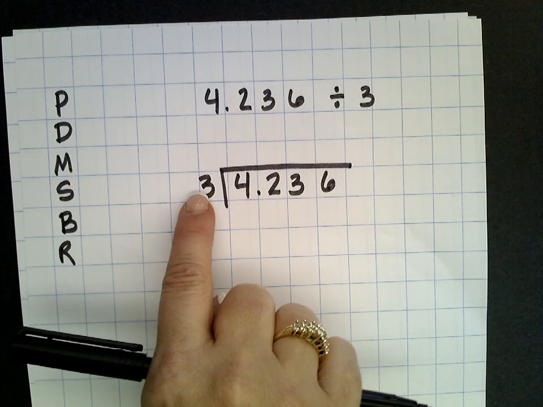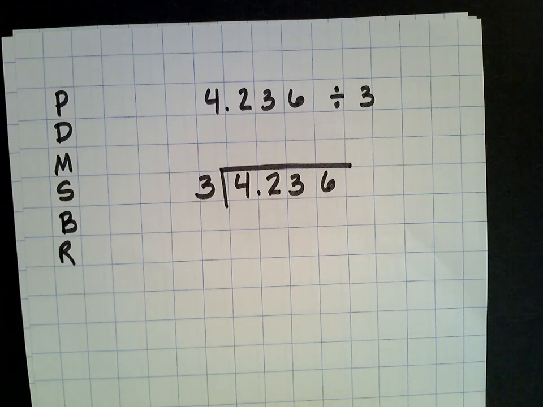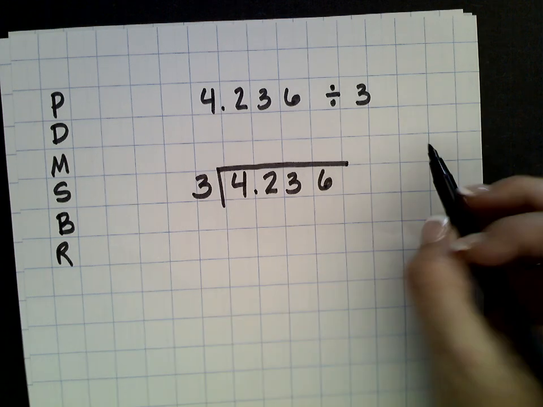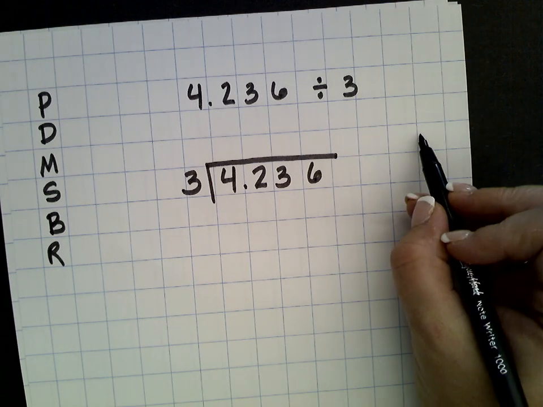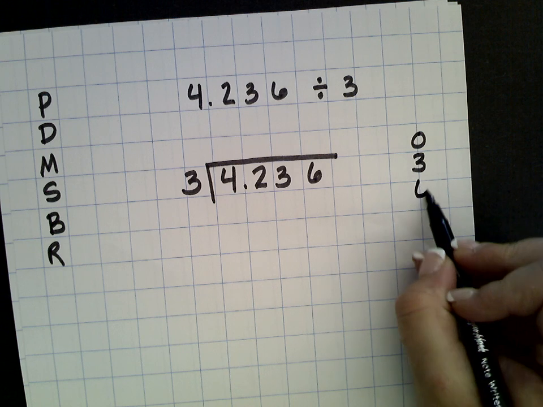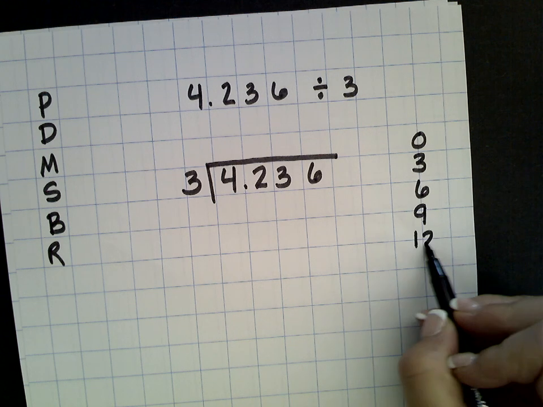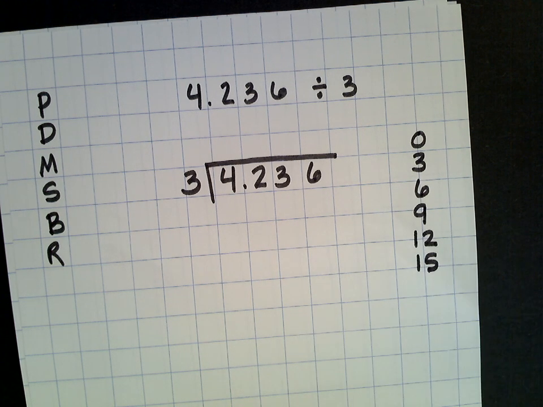So we are dividing by 3, so we're going to need to know our 3 facts. So that's where I start. I start listing out some of my 3 facts so they're easily accessible. So it's obviously going to be 0, 3, 6, 9, 12, 15. We'll stop there. If we end up needing more, then we can come back and add to our list. So now we're ready to begin our process.